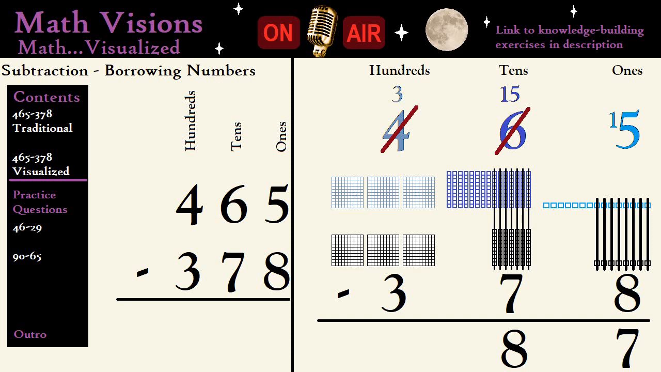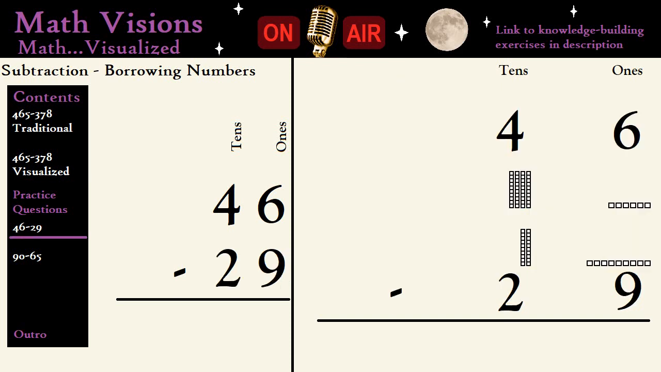Finally, we subtract 3 groups of 100 from 3 groups of 100 and have no groups of 100 left. We're left with 8 groups of 10 squares, which is the same as 80 individual squares. And we have 7 individual squares, which gives us 87. Basically, borrowing and striking through the numbers is the shorthand version of what we just did here.